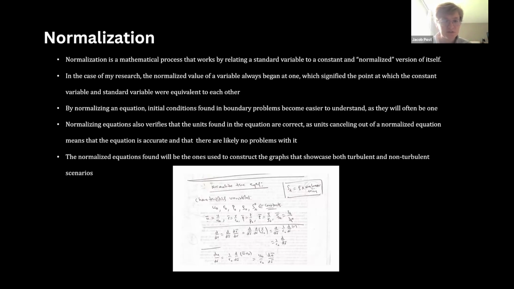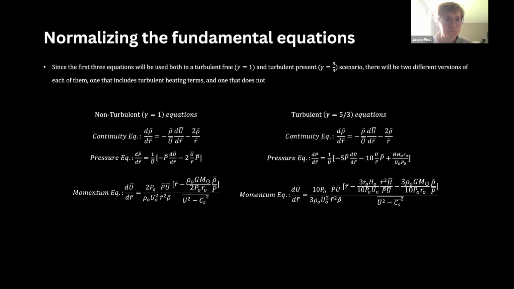So using these normalized equations, I will be constructing the graphs needed to showcase both scenarios that I have mentioned earlier. So to begin, I will showcase the normalized fundamental equations for the first 3 equations. The reason I did this is because these 3 equations will have 2 different forms in themselves. Obviously, one where it's an isothermal simplified gamma equals 1 case, and another where it's a turbulent pressure case. And so on the left side, we can see the gamma equals 1 simplified case. These equations are slightly more simplified in comparison to their counterparts on the right side.